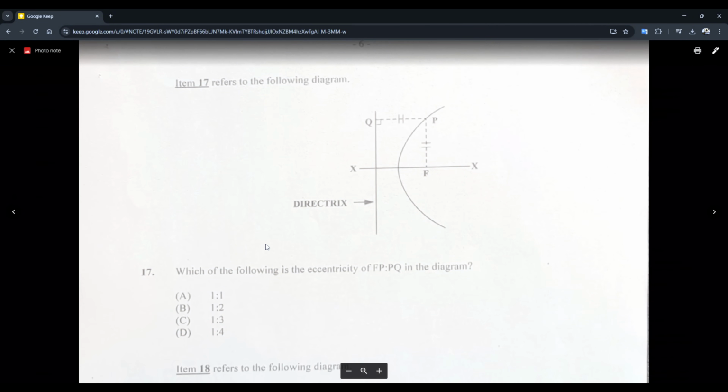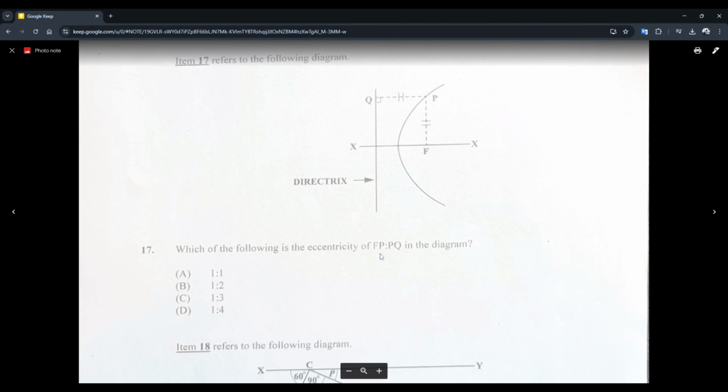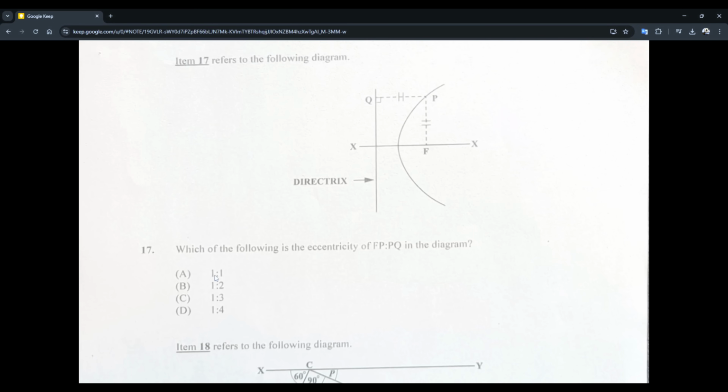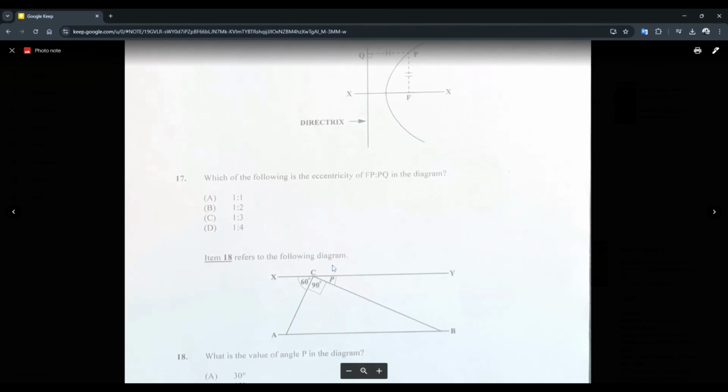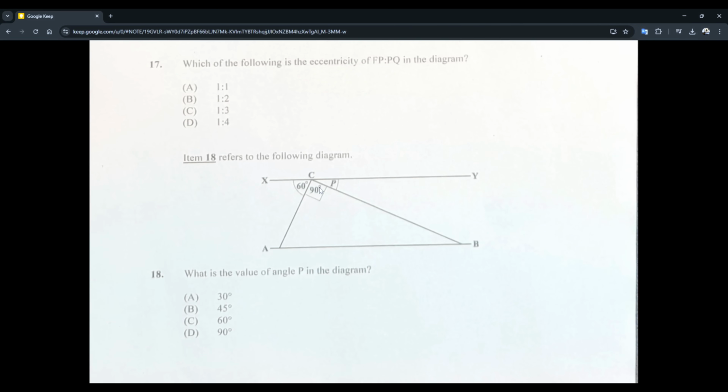Number 17. Which of the following is the eccentricity of FP and PQ in the diagram? So this is FP and this is PQ. If you look at them, so this is the focus and this is a point on the circumference, you could say, of the ellipse or something similar. The distances are equal, so the eccentricity is 1 to 1.